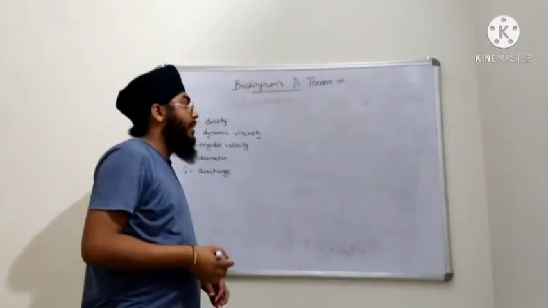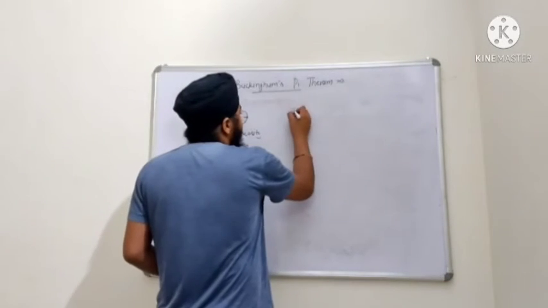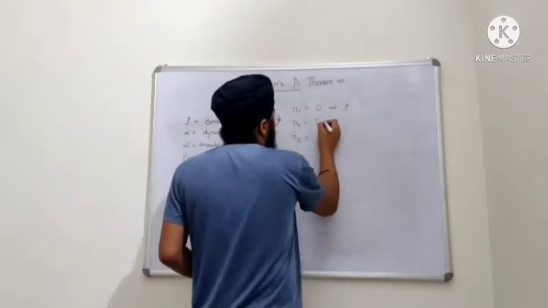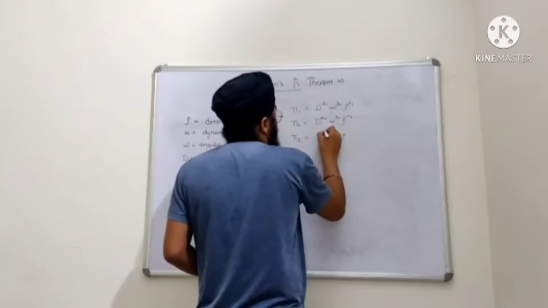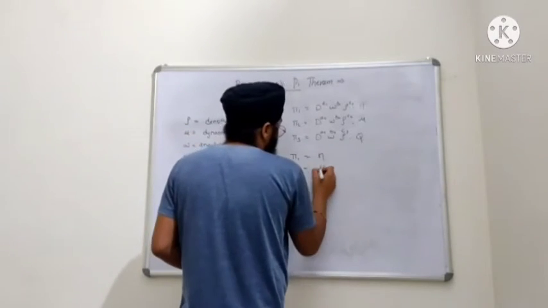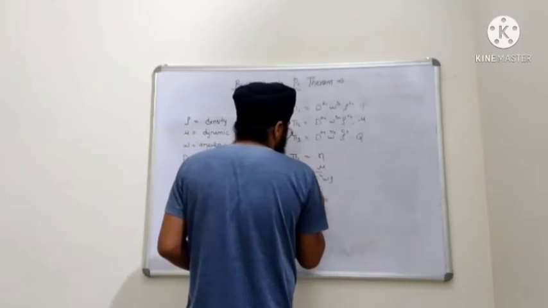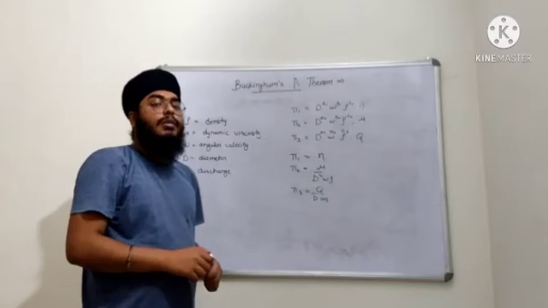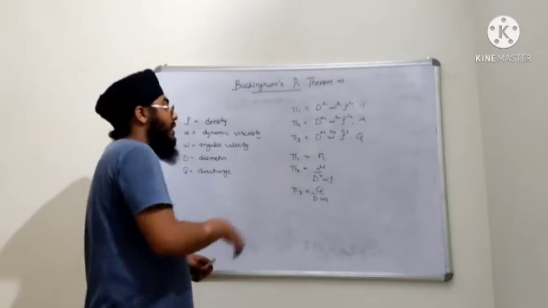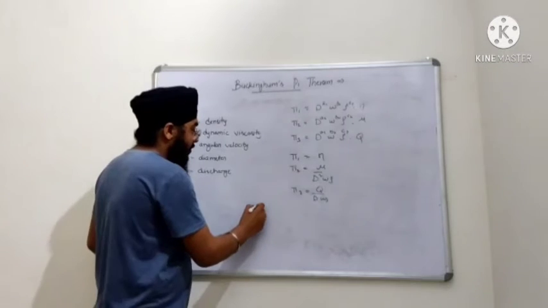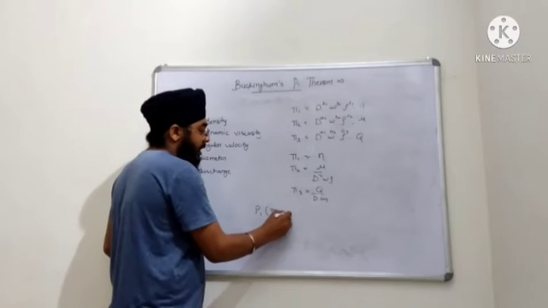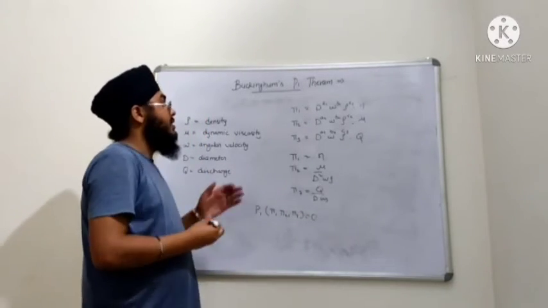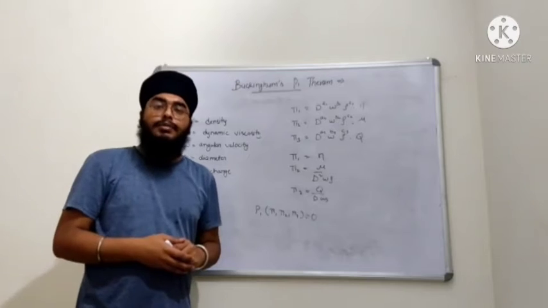Now using geometric property, flow property and fluid property, writing pi 1, pi 2 and pi 3, these will be the values of pi 1, pi 2 and pi 3, and this was the Buckingham's pi theorem. Now we can put these values into the function f1 of pi 1, pi 2, pi 3, and solve it further, and the function will be satisfied. So this was the topic of Buckingham's pi theorem.